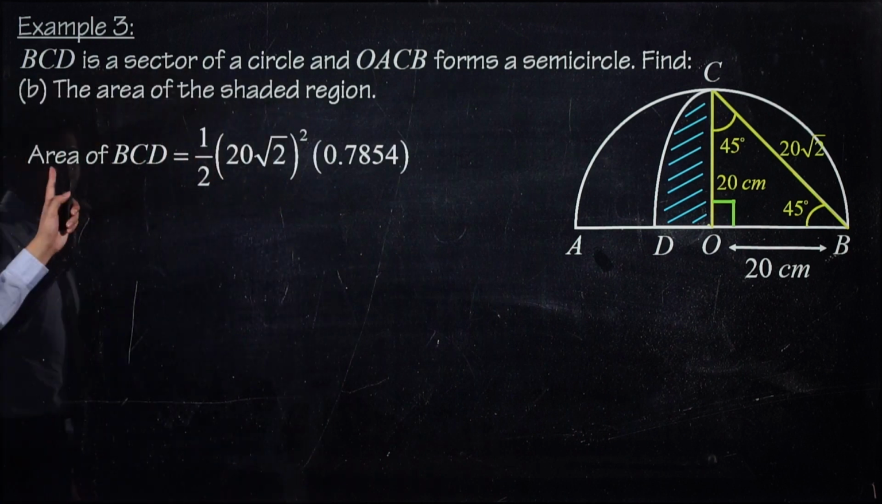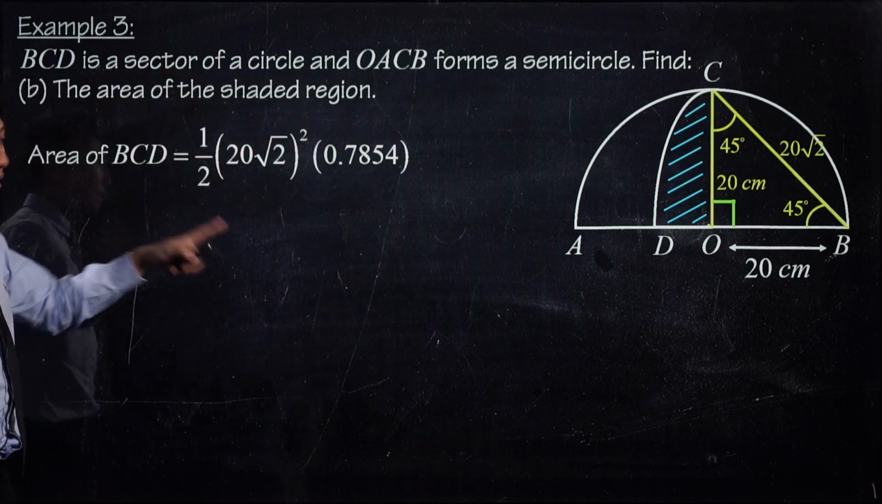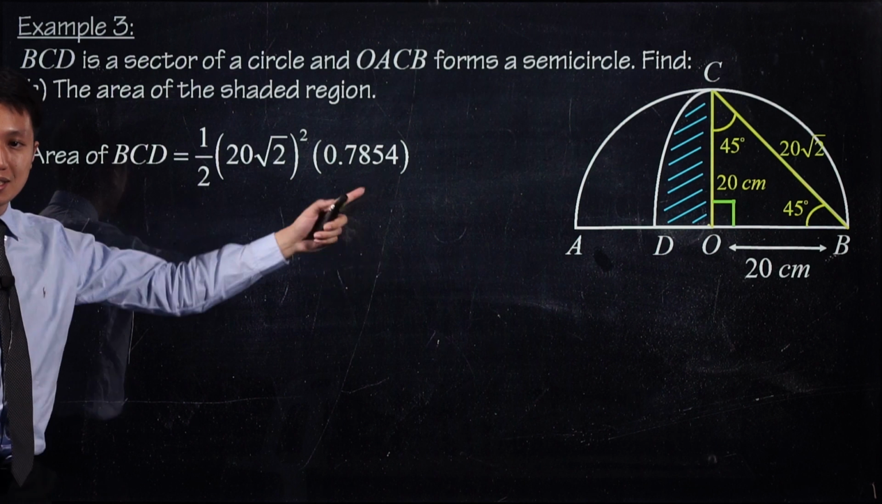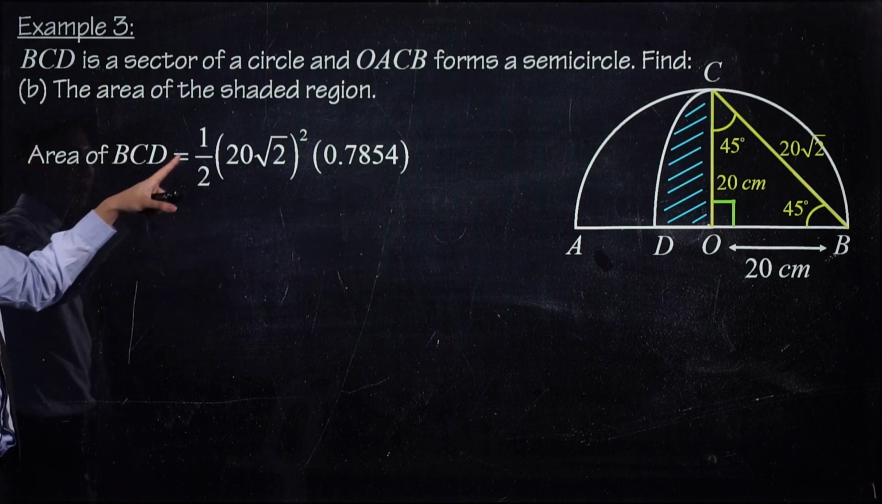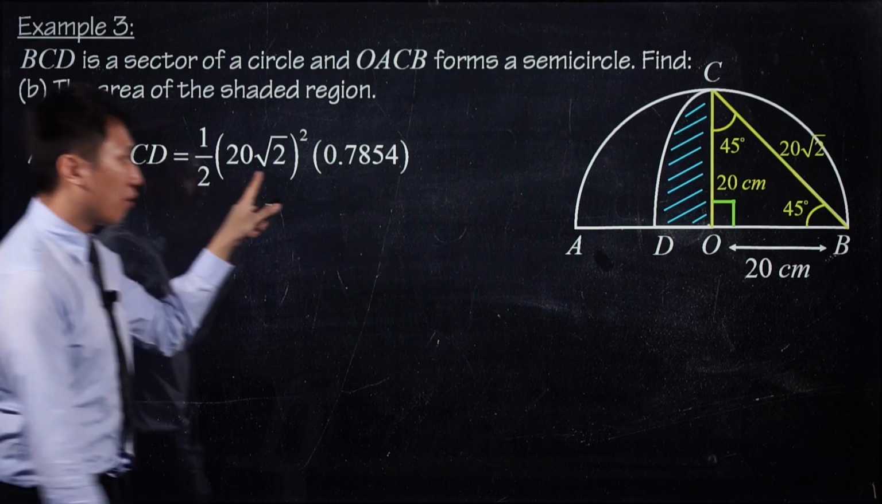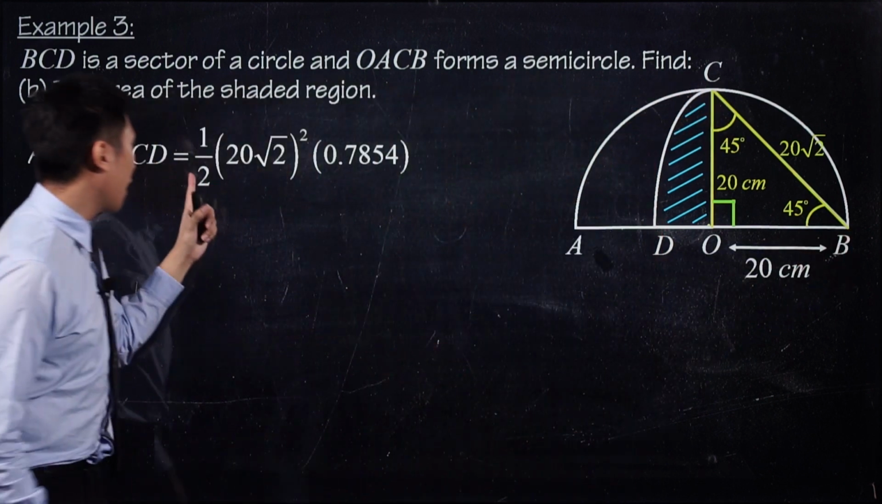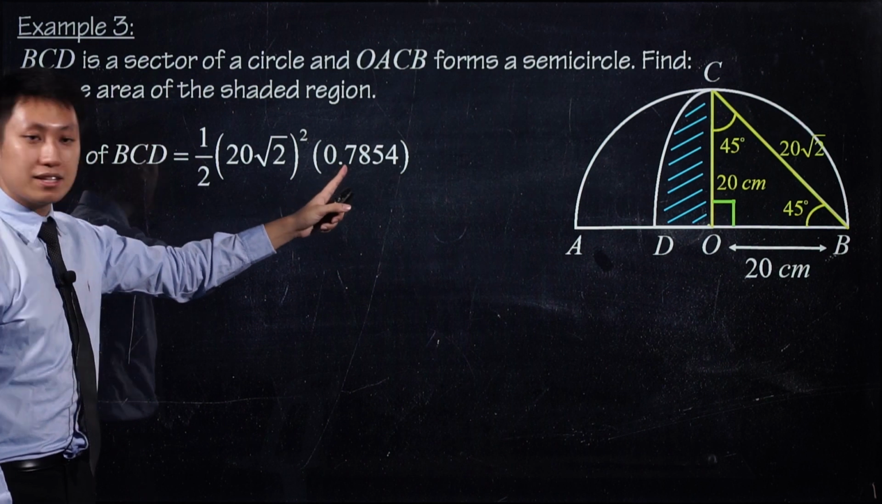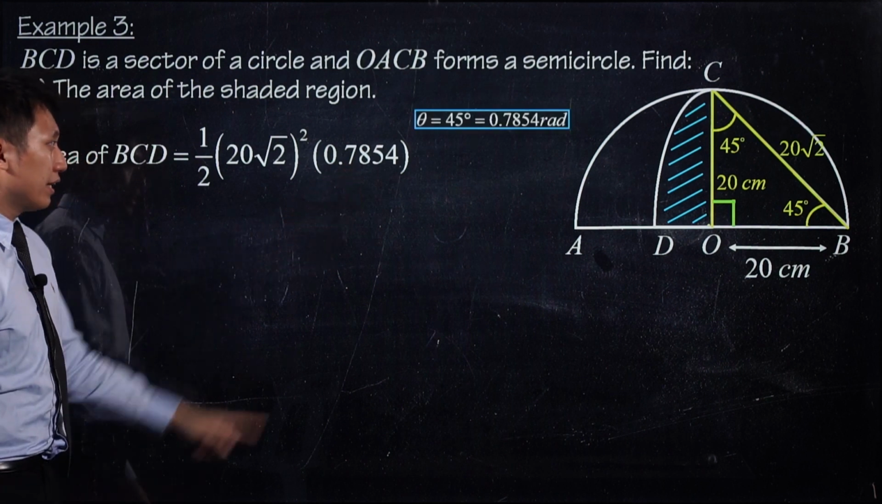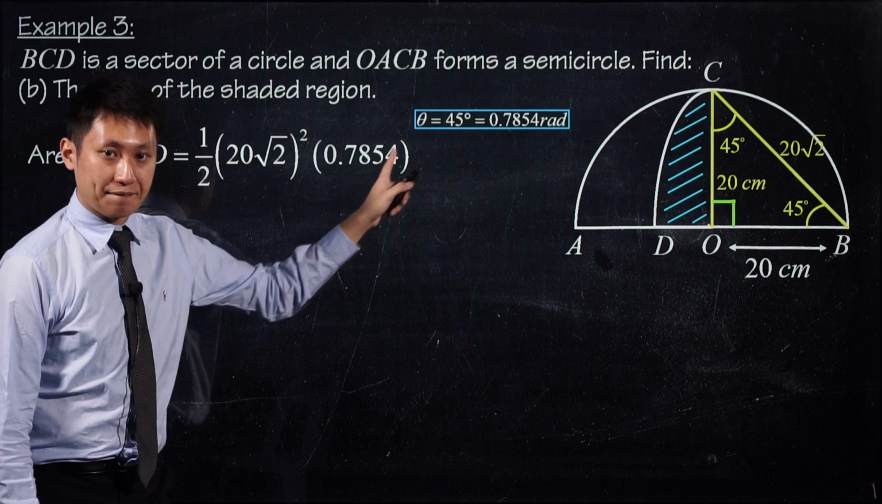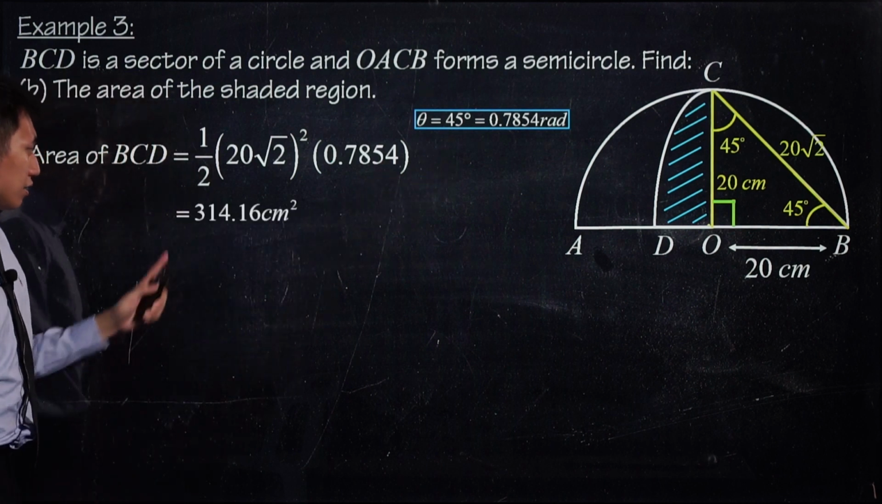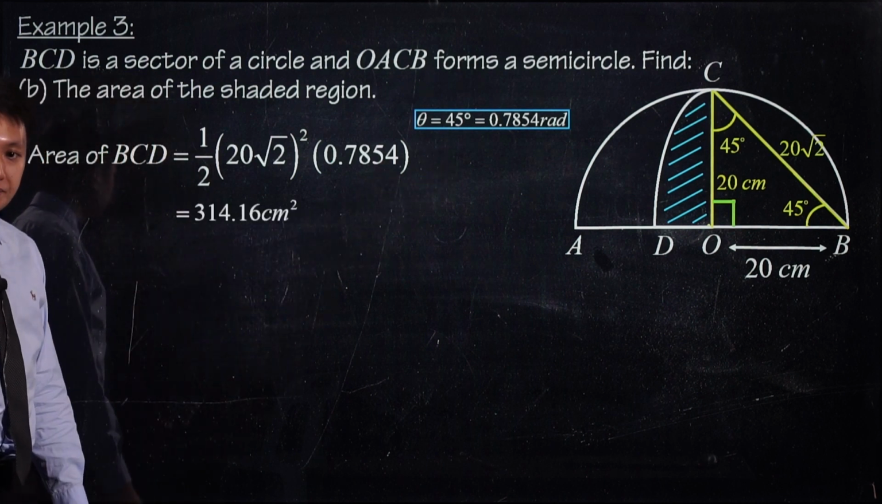Now, area of BCD. BCD means the sector BCD. Half r squared theta. For r we use this one, which is 20 square root 2. This is also 20 square root 2. Theta is from the previous slide. We change it, and the answer will be 314.16 cm squared.